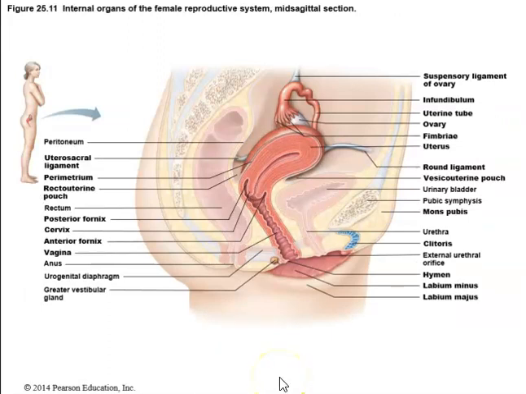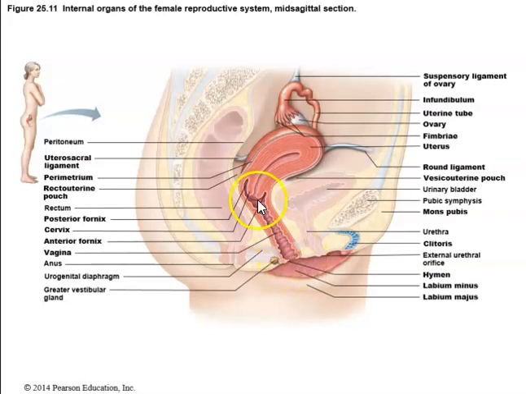So here we see a mid-sagittal section again of the organs of the female reproductive system. So we have our vestibule. So our vestibule within the confines of the labia minora. So if you follow up anteriorly the borders of the labia minora, this is where you will find the clitoris. So within the vestibule, we have our openings. We have the urethral opening, and we have the vaginal opening.